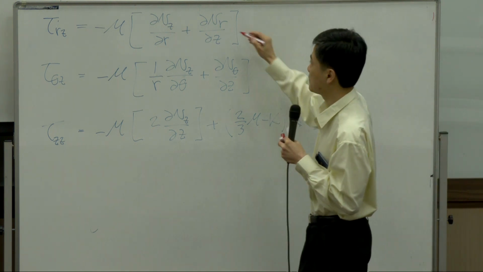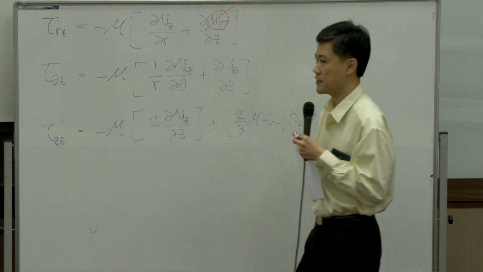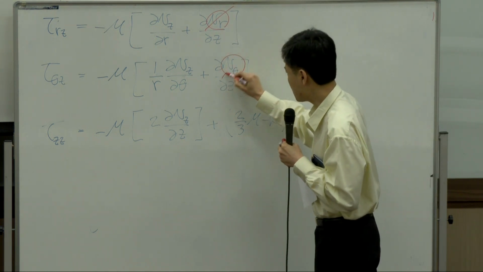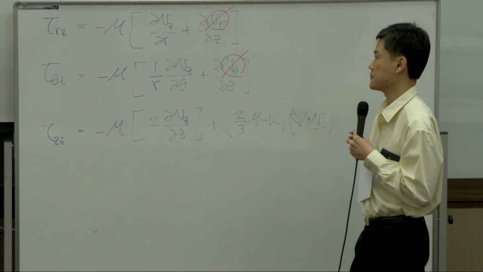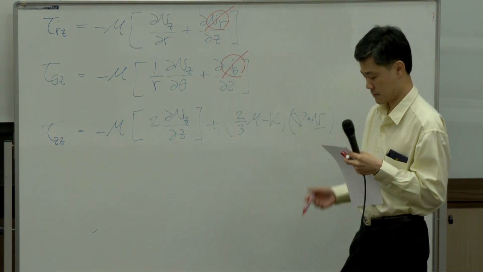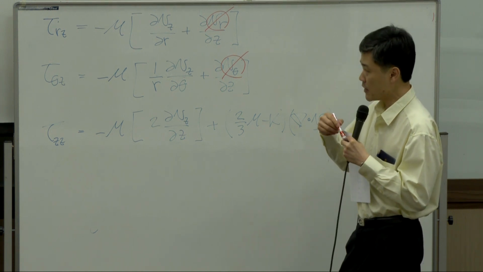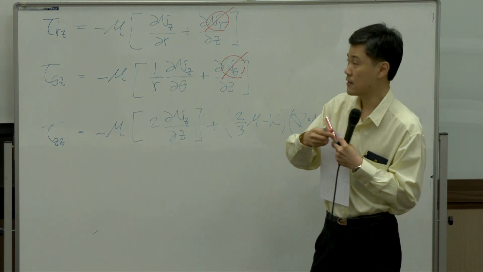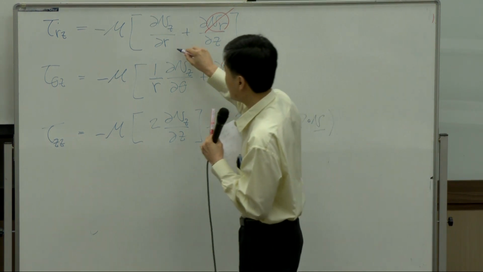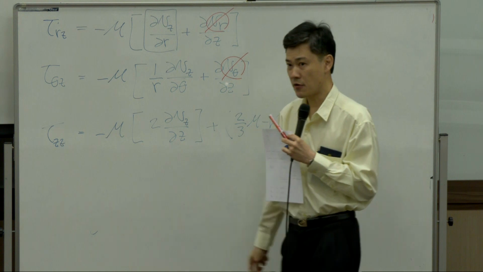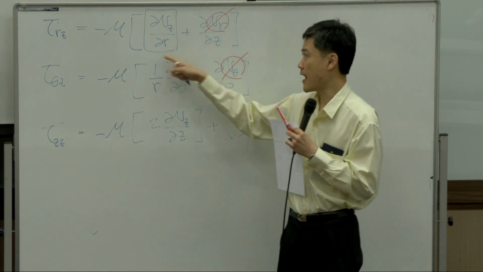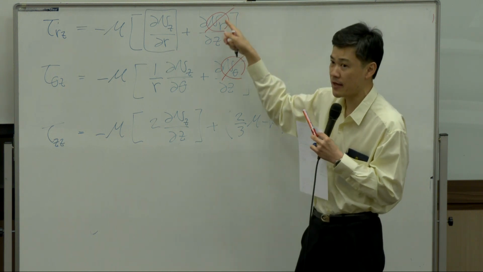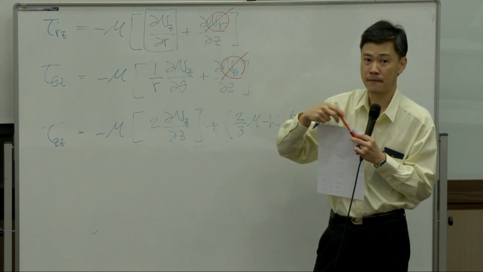For instance, Vr is 0. This term will be gone. V zeta is 0. This term will be gone. What else? Now we know that Vz is a function of z. So therefore, this term is not 0. Anything highlighted in blue must be kept. Anything highlighted in red will be gone. Okay?